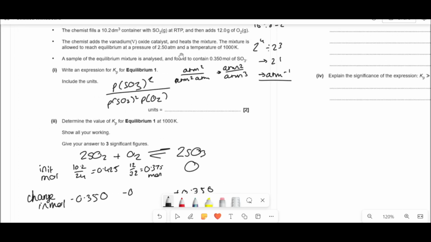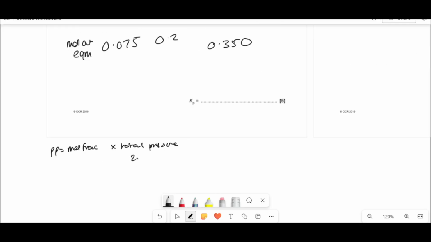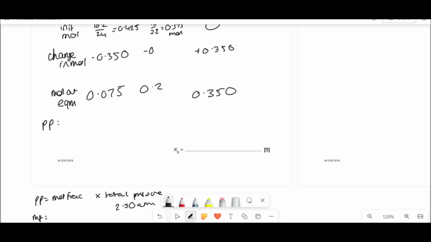So we know what the total pressure is, because it told us in the question, 2.50 atmospheres. So total pressure is 2.50 atmospheres. So we need to work out the mole fractions for each of them, and then, hence, the partial pressure. So I'm just going to jump ahead and do partial pressure together in one go. So the mole fraction is just going to equal the moles of whatever it is over the total, right? So the total moles here is going to be 0.075 plus 0.2 plus 0.350, which is 0.625.